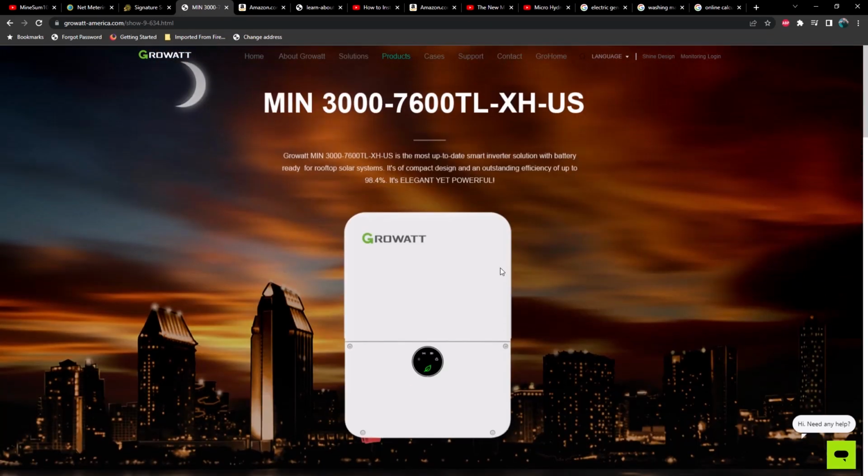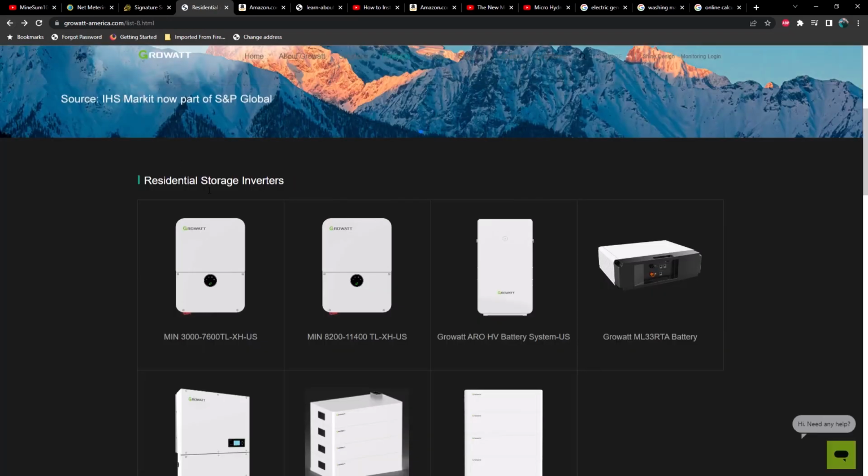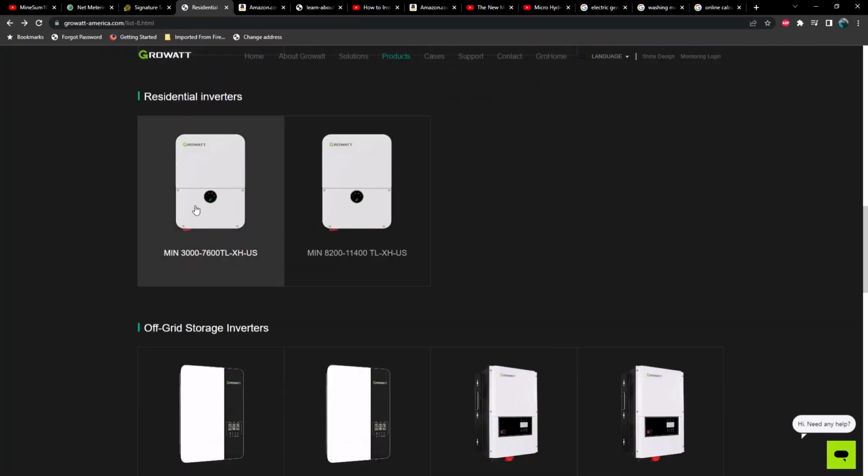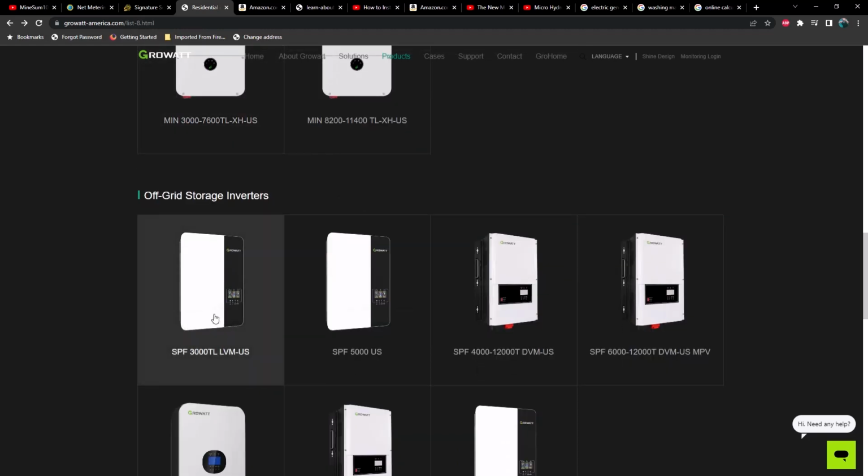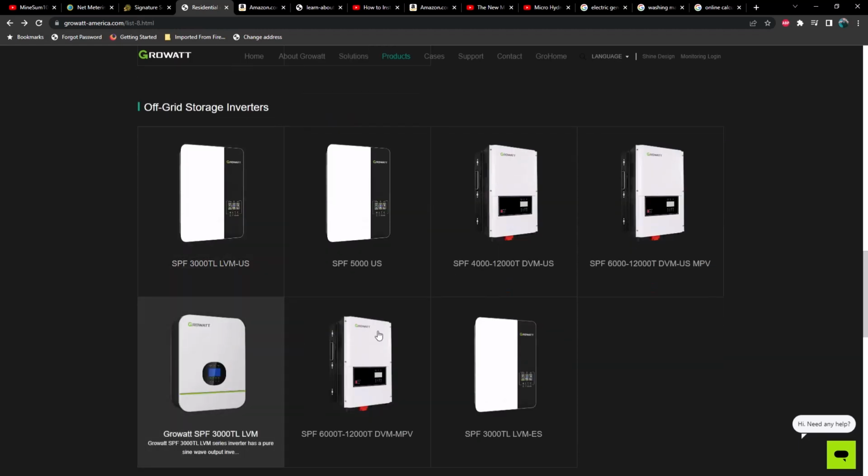So now, if you're going to go with an off-grid inverter, or you do plan on using backup batteries, then you are going to go with the SPF, which is going to look like these here. And you've got your choice from 3,000 all the way up to 12,000.